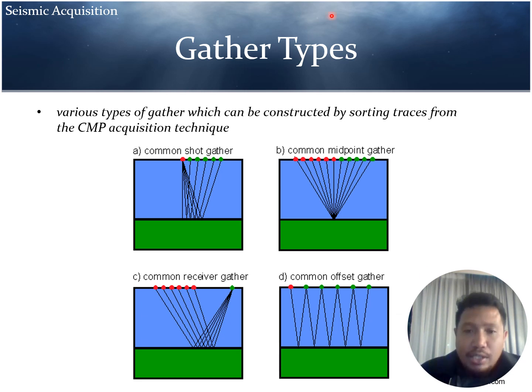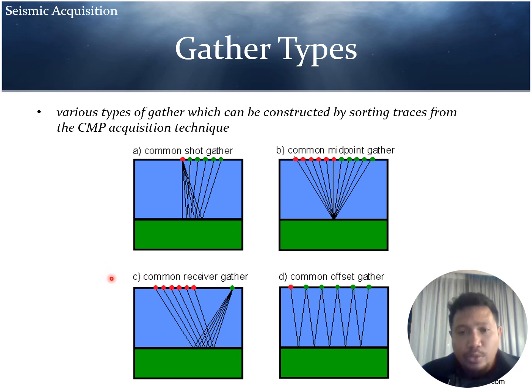So let's go with the common shot gather first. Common shot gather is the first raw data that we obtain after we conduct the acquisitions, without sorting. It means literally that the receiver, the green dot over here, receives the signals from a single shot. So this is what it means by common shot gather.